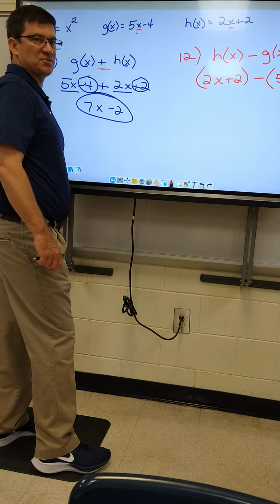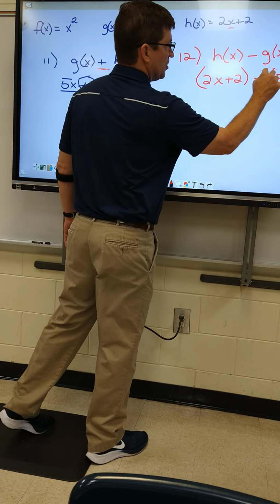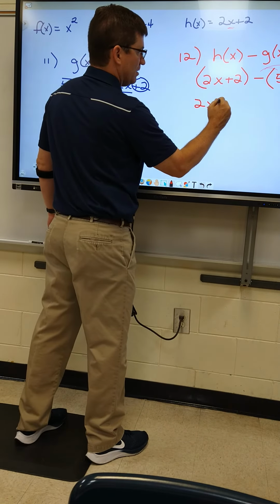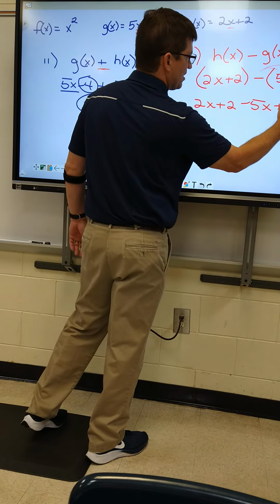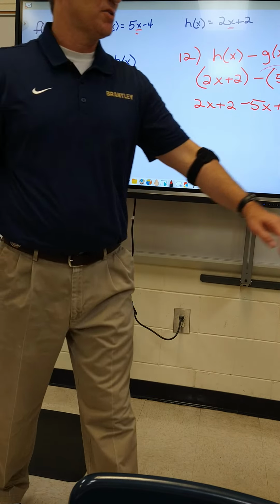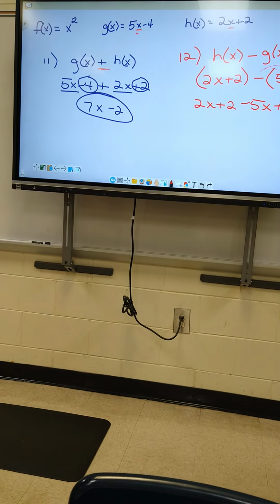All right, so what was the extra step we did yesterday? You got to distribute right here. So y'all got 2x plus 2. That becomes a negative 5x. That becomes a positive 4. Now add up your like terms, and we're done with that one. We're talking 14.